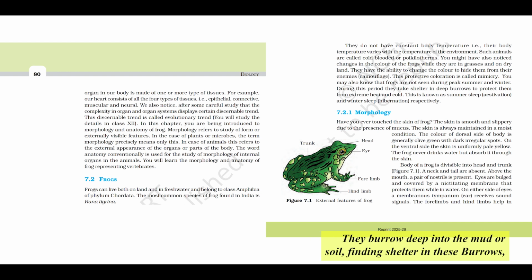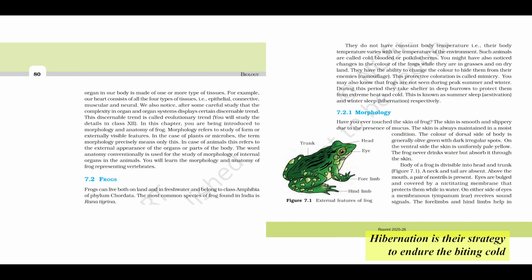They burrow deep into the mud or soil, finding shelter in these burrows, which provide a more stable and protected environment, shielding them from the harsh external temperatures. Estivation is their ingenious way of surviving the intense heat and dryness of summer. It allows them to conserve moisture and energy when conditions are unfavorable.